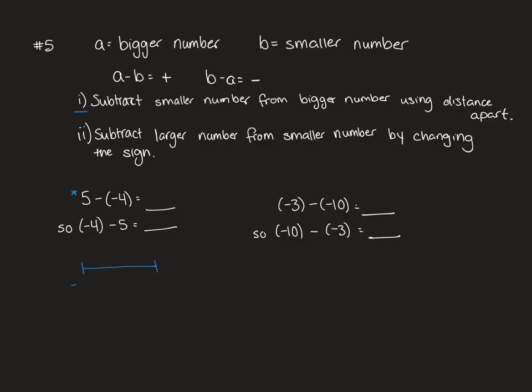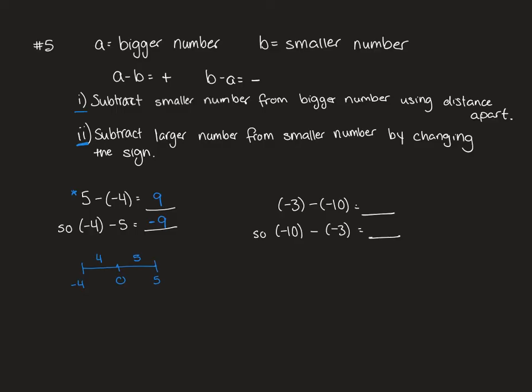So I go, okay, I need number -4, and I need to end up at +5. So somewhere in the middle, I'm going to have 0. So it'll take me 4 spaces to get from -4 to 0, and 5 spaces to get from 0 to 5. So together that's going to be 9 spaces. Okay, that's our distance apart. Then for the second part, it says to subtract the larger number from the smaller number, so that's why 5 is at the end, by changing the sign. So our number will stay the same. It will still be 9, but now it will be -9.